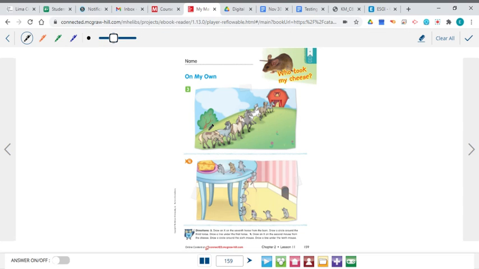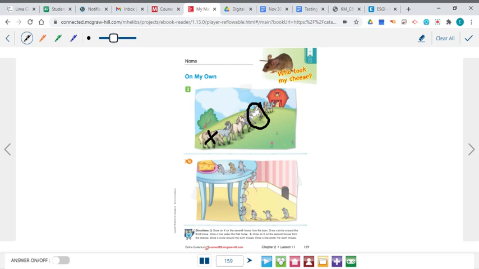We almost forgot. There's our 7th horse. Now, the next direction says to draw a circle around the 3rd horse. So first, second, third. There's the 3rd horse. That white horse right there.